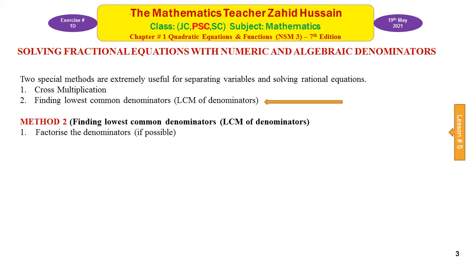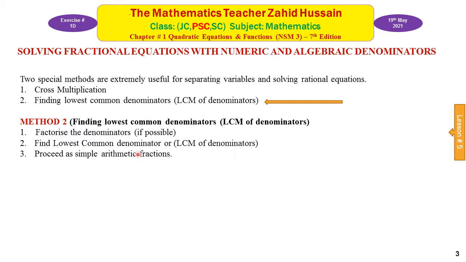The steps involved in solving the equations having fractions where the right hand side of the equation is not 0. First of all, we will factorize the denominators if possible. Then we will find the lowest common denominator or LCM of denominators. How will we find the LCM? LCM will be found by taking the common factor. If the denominators have a common factor, that factor will be written once, and the other non-common factors will also be written. That is, the product of common and non-common factors is the LCM.